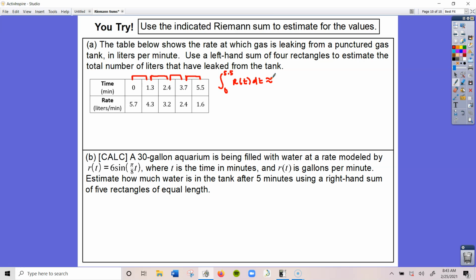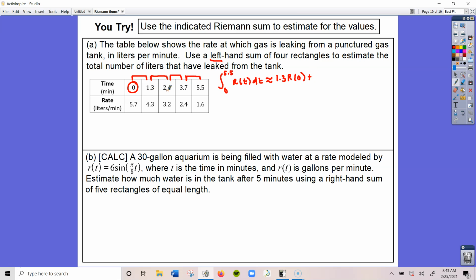And we're using a left-hand sum. These here do not have equal lengths in the change in the t values, so we have to do each rectangle separately rather than writing the equal length on the outside, because it's not equal. So this first rectangle has a base of 1.3. And we are using the function value for a left-hand sum, so we're using the function value for r of 0.